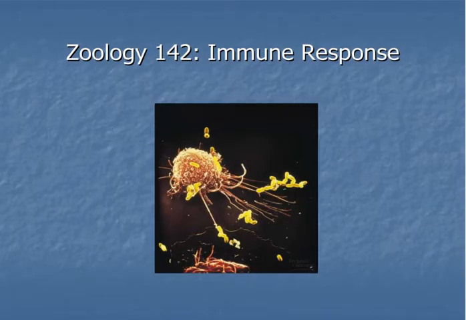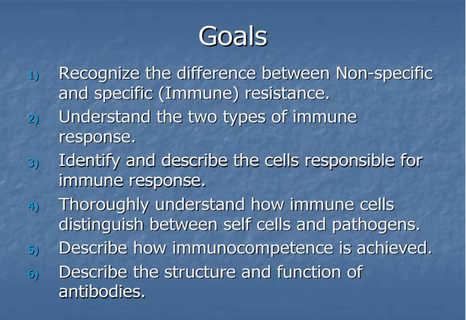This is the lecture on the immune system and immune response. After you complete this lecture and do the assigned reading in your book, you should be able to recognize the difference between the nonspecific and specific or immune response. You should understand the two different types of immune response, that is one involving B cells, the humoral immunity, and one involving T cells or cellular immunity.